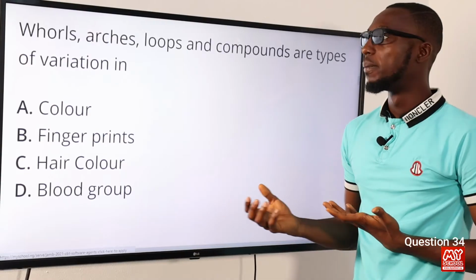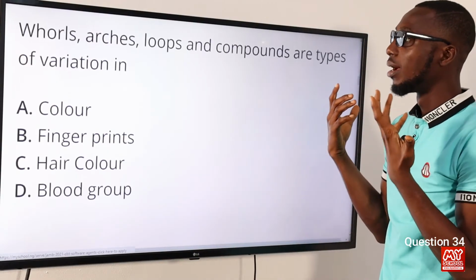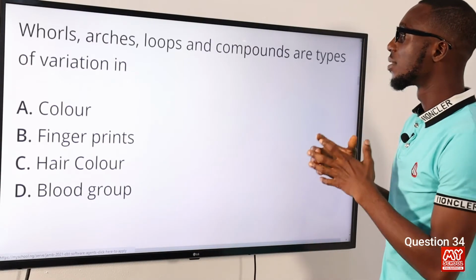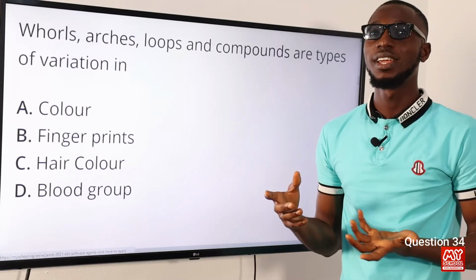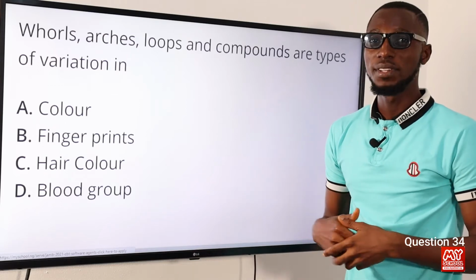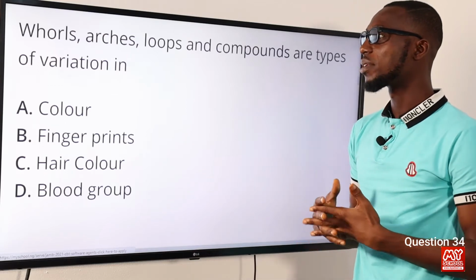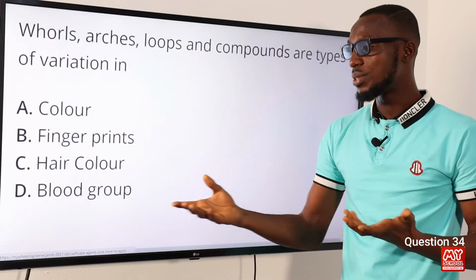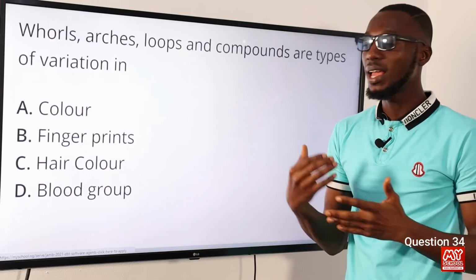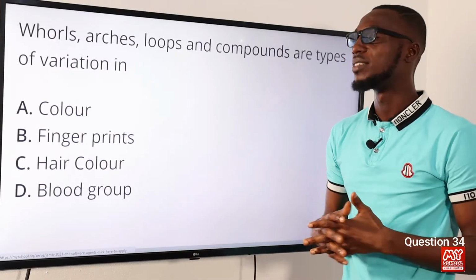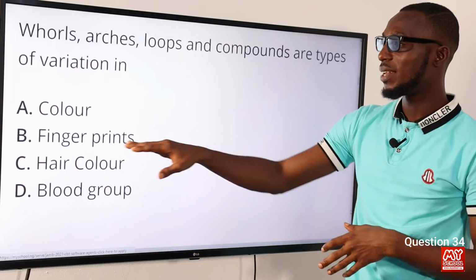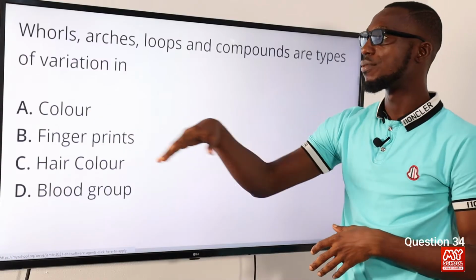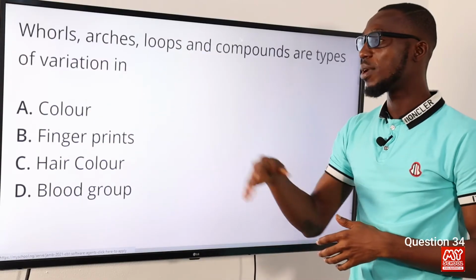Question 34. Whorls, arcs, loops, and compounds are types of variation in where? It's about your fingerprint. When you talk about your blood group, you're talking about the A, the B, the AB, and the O. So the correct option here is option B for fingerprints. There are variations that can be seen or observed when it comes to fingerprints, all of this. So you have your correct option B.